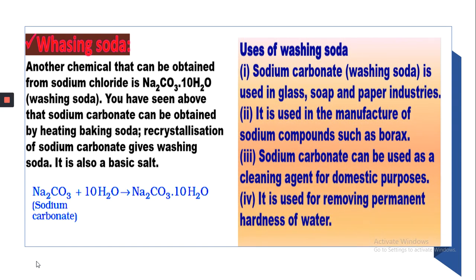What are the uses of washing soda? Sodium carbonate, that is washing soda, is used in glass, soap, and paper industries. It is used in the manufacturing of sodium compounds like borax. Sodium carbonate can be used as a cleaning agent for domestic purposes, and it is used for removing permanent hardness of water.